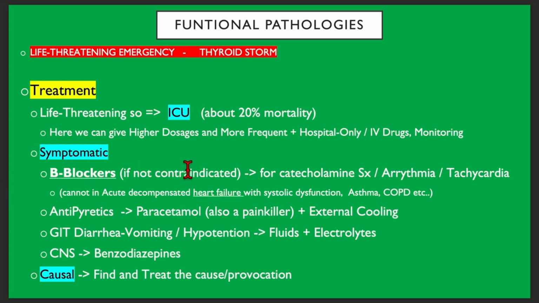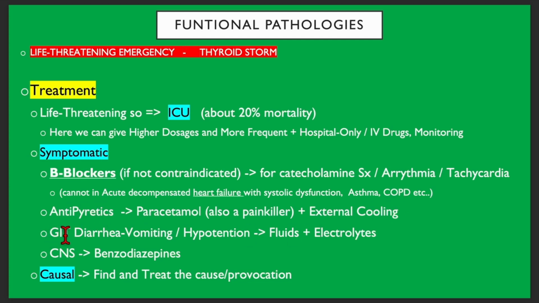So again, if not contraindicated, give the beta blockers. Hyperthyroidism, beta blockers. That's the way to go. It will help with the symptoms, the arrhythmias, but you cannot give it in acute decompensated heart failure. So basically, if you are too late, you cannot give the beta blockers. That's why it's very important to do an early diagnosis and give the beta blockers before it goes into heart failure. Then for the fever, antipyretics, external cooling.